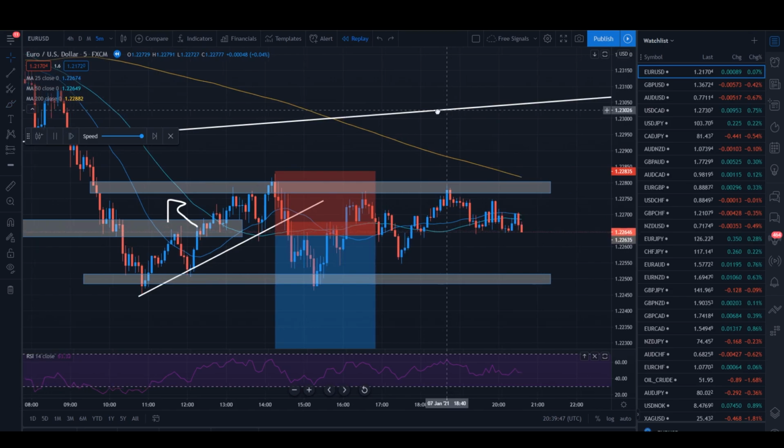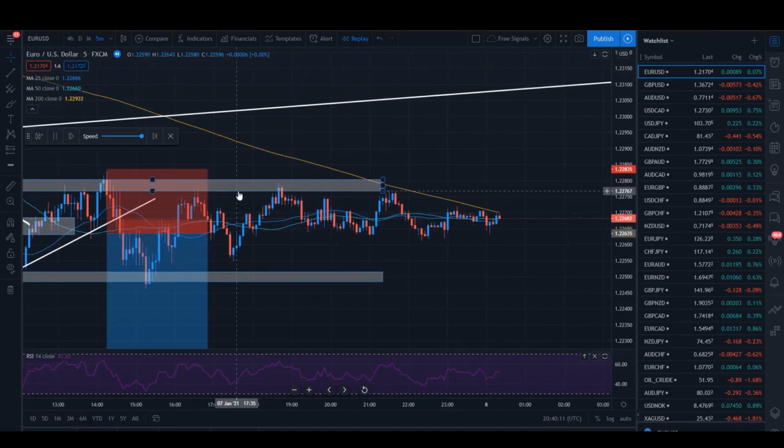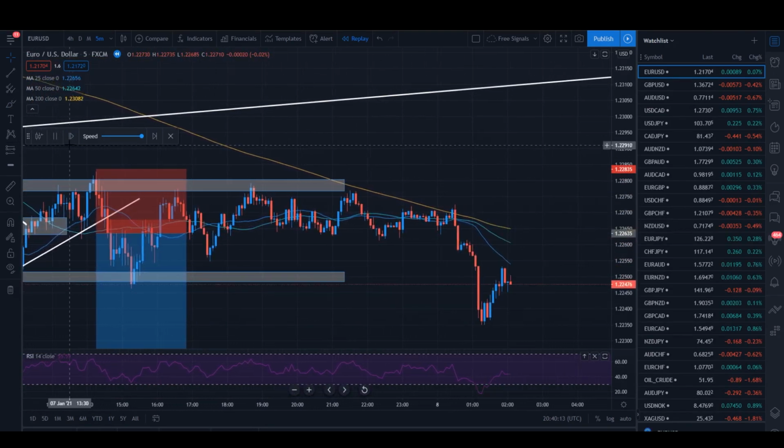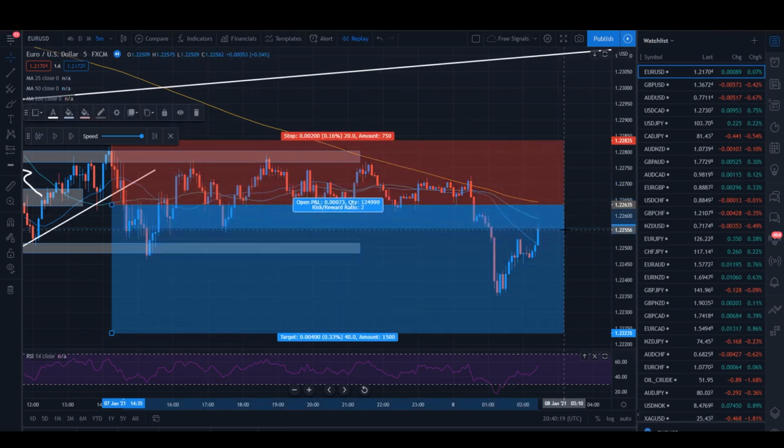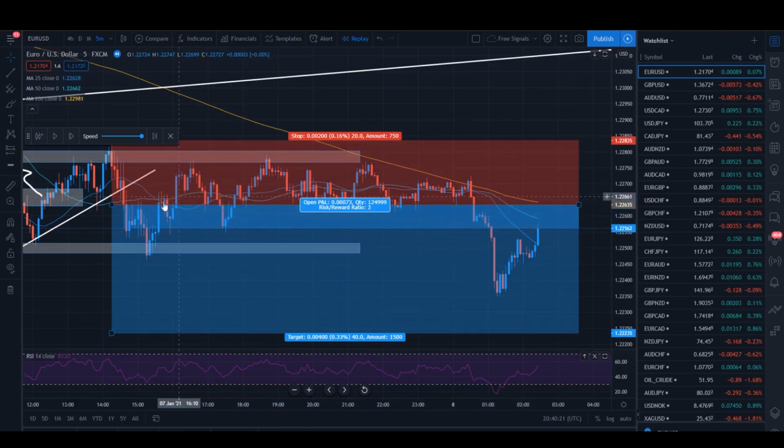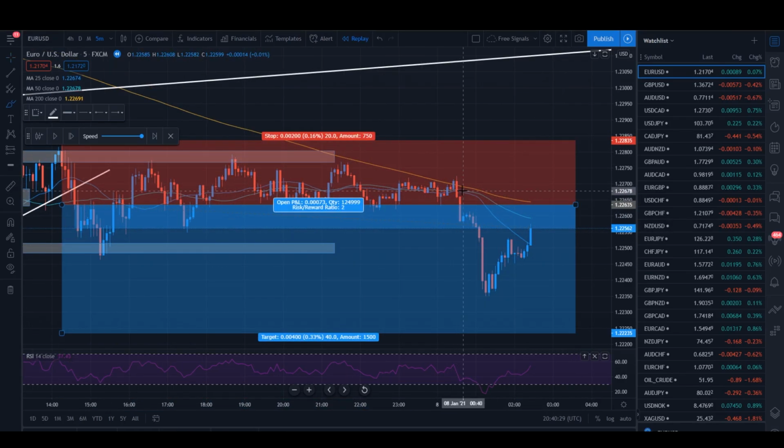So let's see what happens. As you can see, it's bouncing off the moving average of 200, and there we go. It's a nice bounce off the 200. It did not reach our take profit level, but it did go towards the downside quite nicely. And this is how you would scalp the markets, trade the news.